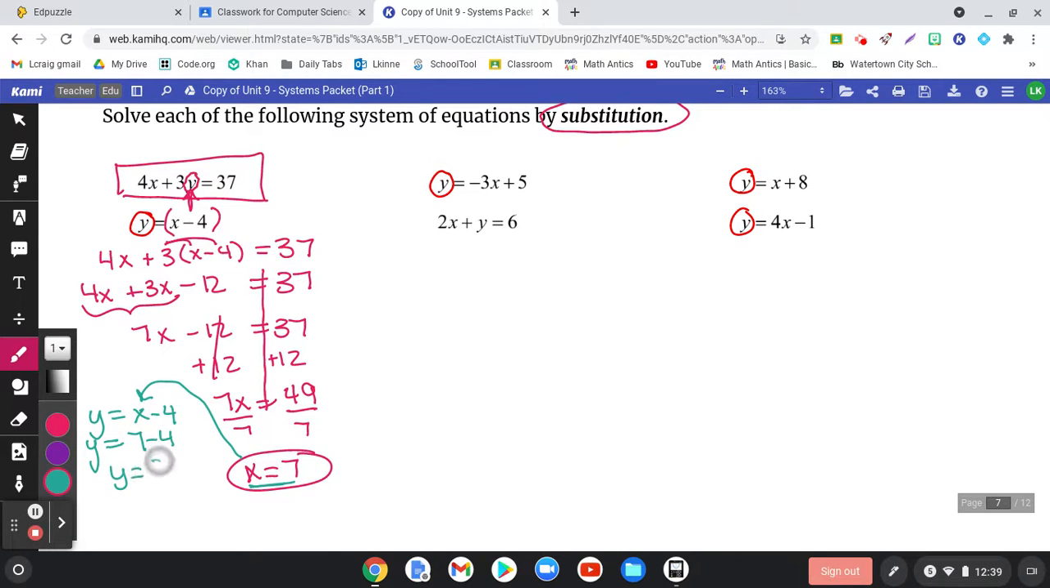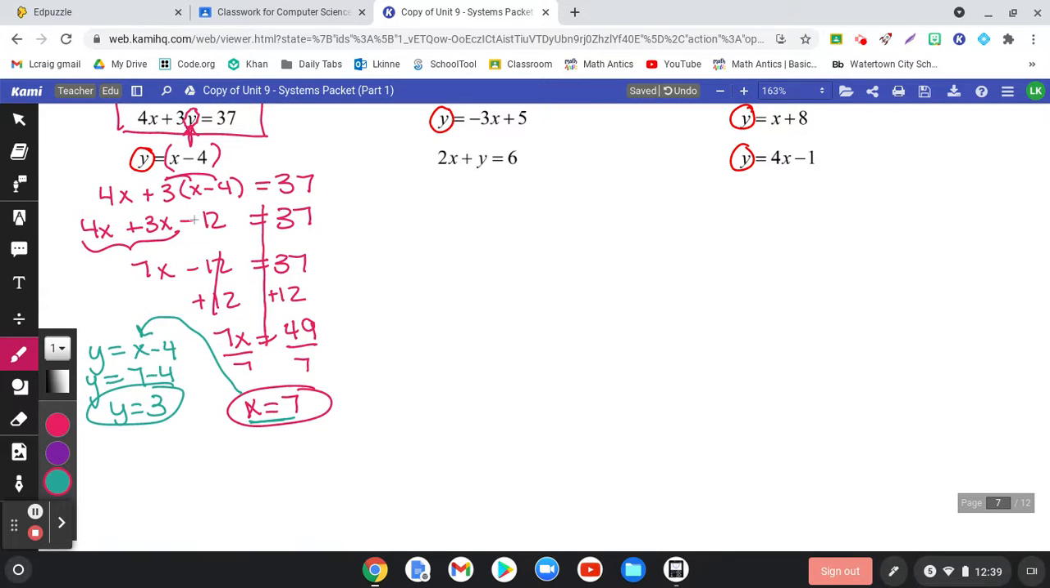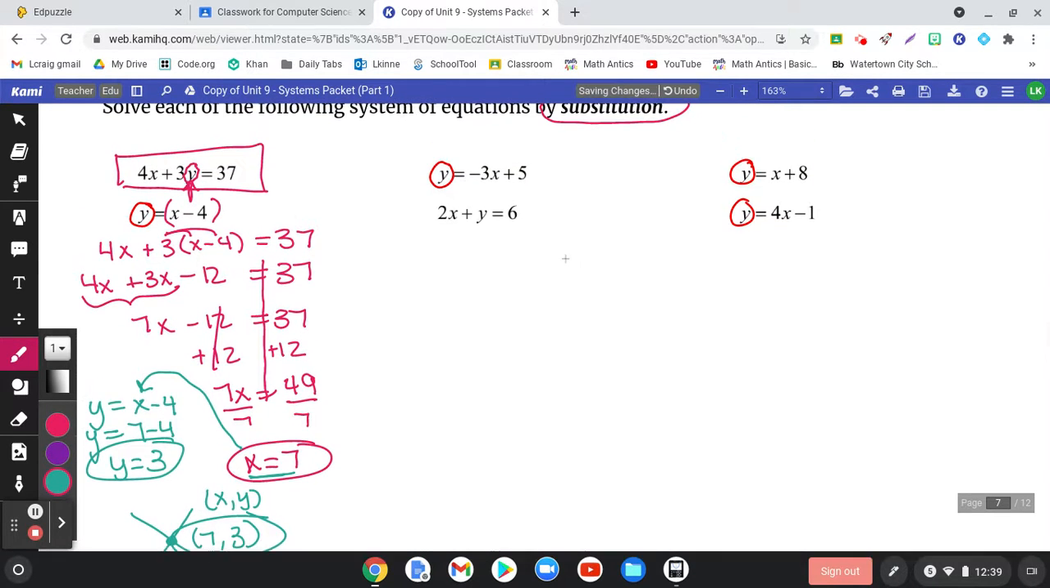So y equals 3. And remember what's actually happening here. If we would have solved this top equation for y and graphed both of these two lines, they would cross at that point. And remember, every single point is an x, y, so that point would be 7, 3. All right, so just don't forget to find both values.